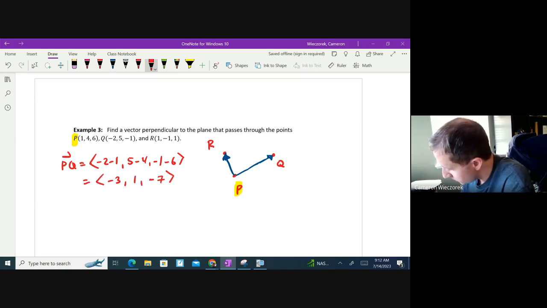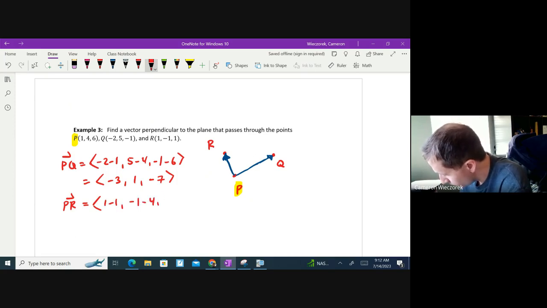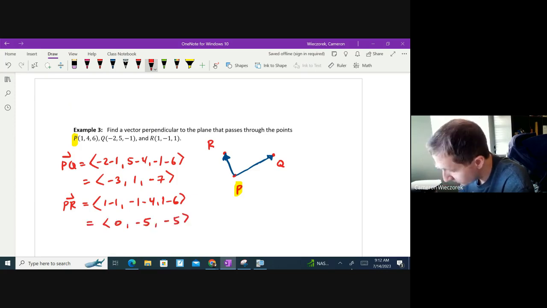And then I'm also going to need PR. Got to start at the same point I did for the first one. Going to the other point, PR, I subtract the coordinates for P from the coordinates for R: 1 minus 1, -1 minus 4, and 1 minus 6. So I end up with 0, -5, -5.